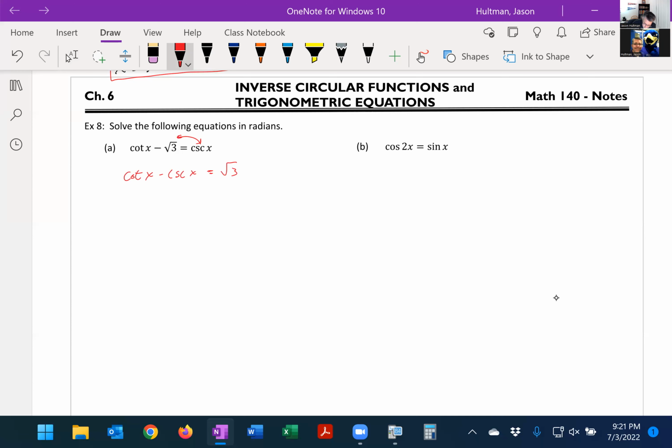So now what I can do is I can look at this and say, well, what is cotangent x? Well, cotangent x is cosine x over sine x. What's cosecant x? It's 1 over sine x, and that equals radical 3. So this becomes cosine x minus 1, all over sine x, is equal to radical 3.